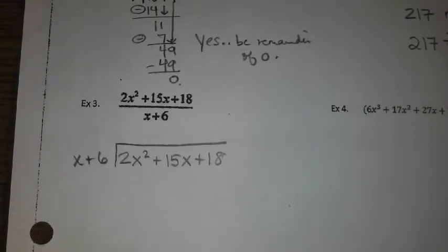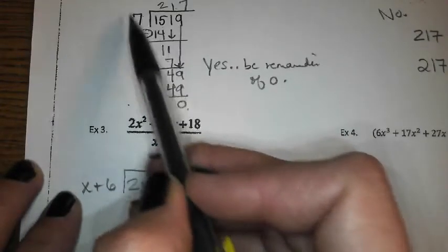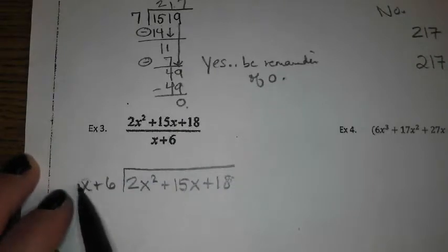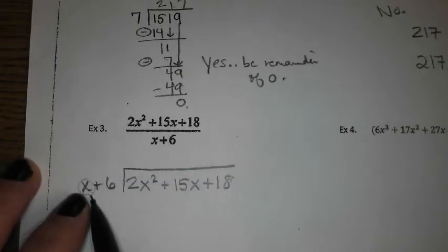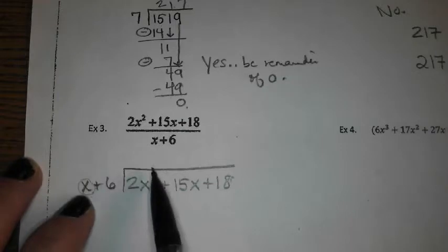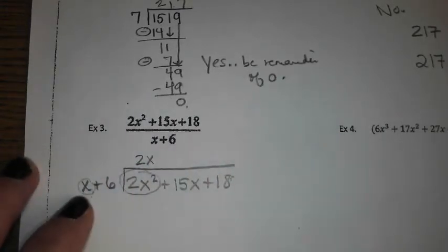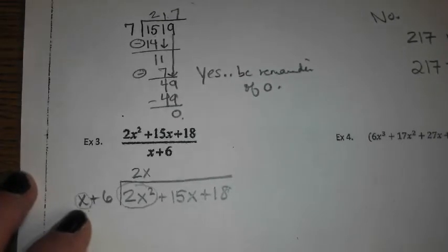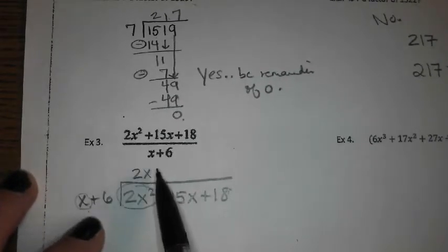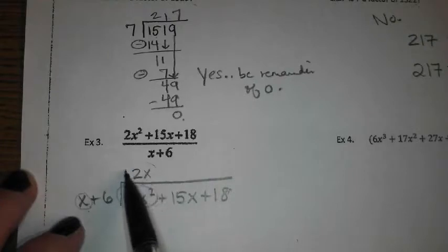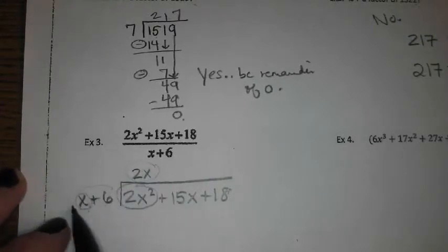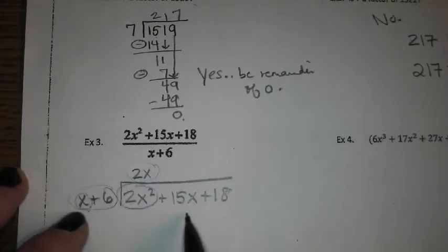Okay. Pay close attention here. We did it with the entire 7 before. Now we do it just with the leading term. Think about this. x times what is going to give me 2x squared? 2x. Put that up top. What did we do before with the numerical long division? Right, we would multiply it to line it up underneath. We're going to take that 2x and multiply it by the x plus 6 and line it up underneath.